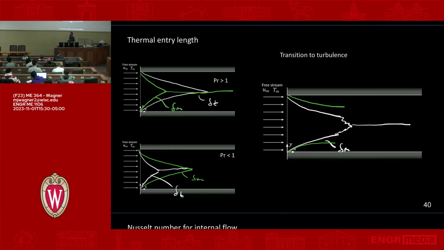So what happens in the turbulent region? How is the growth of the momentum boundary layer and the thermal boundary layer going to be different or the same in the transition region to turbulence? So think about what is the mechanism for heat transfer and what is the mechanism for mass transfer in turbulent flow? It's no longer conduction.